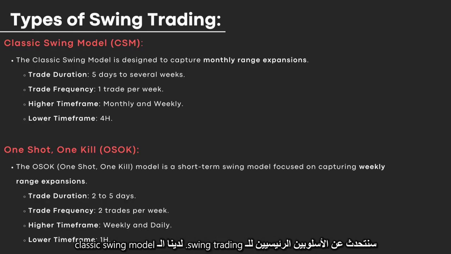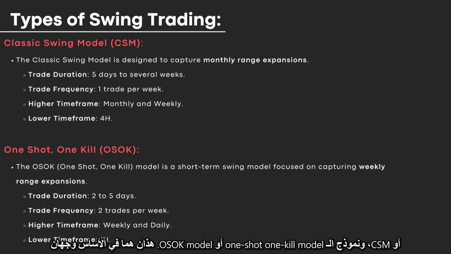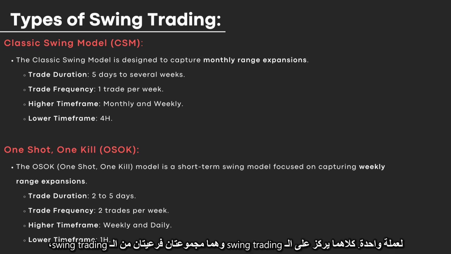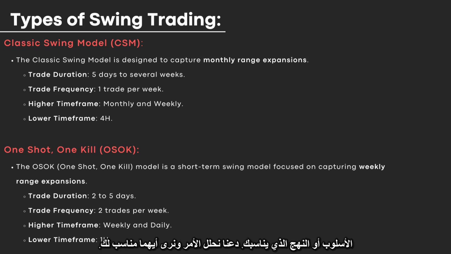Moving on, here in this slide, let's talk about the two main styles of swing trading. We've got the classic swing model or CSM and the one shot one kill model or the OSOK model. These are basically the two sides of the same coin, right? They both focus on swing trading and they are subsets of swing trading, but they do it in different ways. So depending upon how you like to trade, you can pick the style or approach that fits your vibe. Let's break it down and see which one's for you.